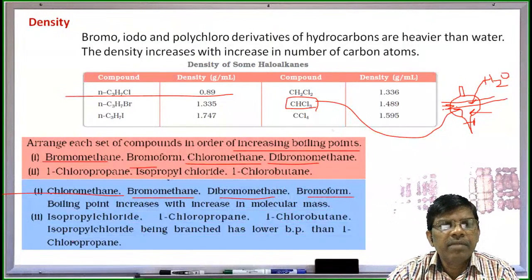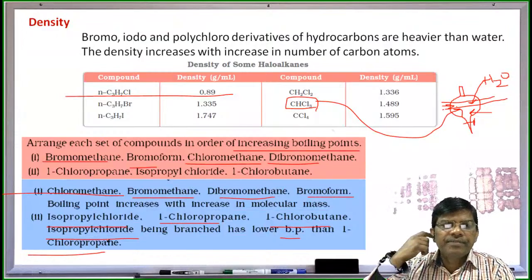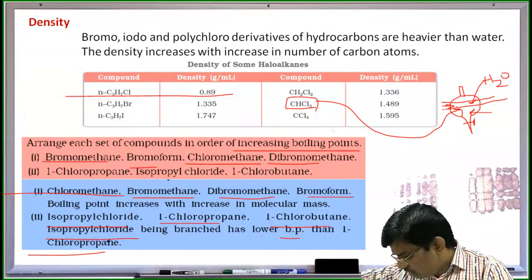Yes. So similarly, isopropyl chloride, 1 chloropropane, 1 chlorobutane. Isopropyl chloride, being branched, has a lower boiling point, then 1 chloropropane. Yes, students. So this is how it is going to give.